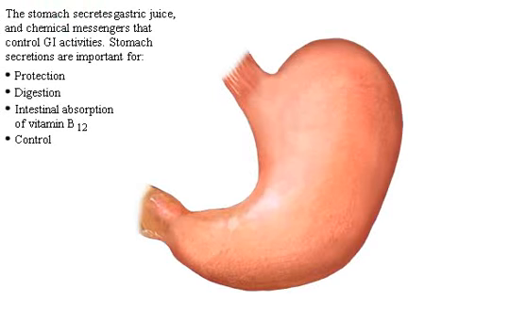The stomach secretes gastric juice and chemical messengers that control GI activities. Stomach secretions are important for protection, digestion, intestinal absorption of vitamin B12, and control of gastric activity. Click Protection to learn more.